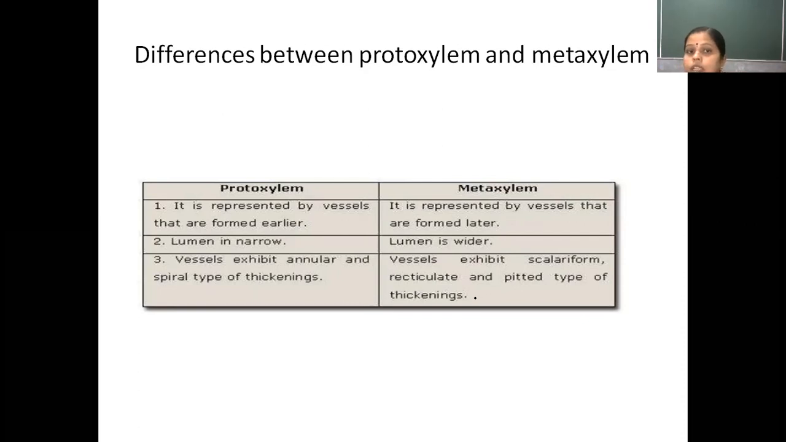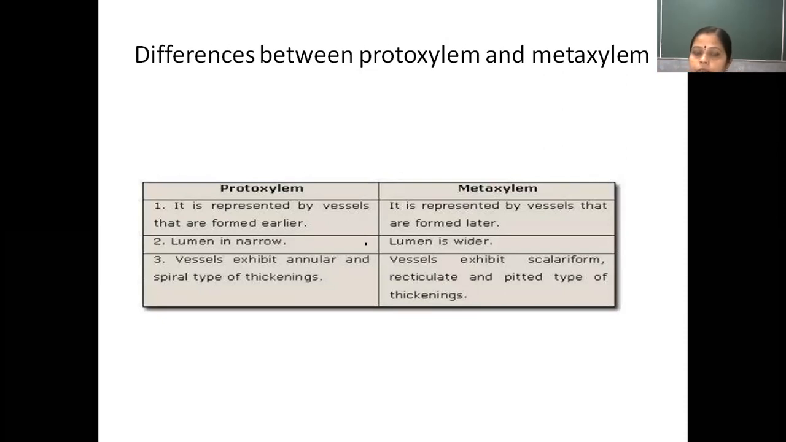thickenings. So the thickenings of the vessel members are of different types: annular, spiral, scalariform, which has a scale-type appearance. If it is ring-like, we call it annular. If the thickening is deposited in a spiral shape on the xylem members, we call it spiral type of thickening. Pitted means a dot appearance, and we call that pitted type of thickening.